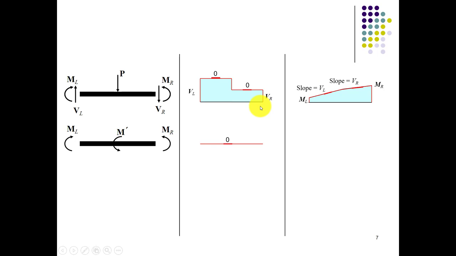In case of a moment acting upon this beam section, there are three moments acting upon it. One is in the clockwise direction, and the others are counterclockwise and counterclockwise. Clockwise, we have for the shear force diagram, there is a zero.